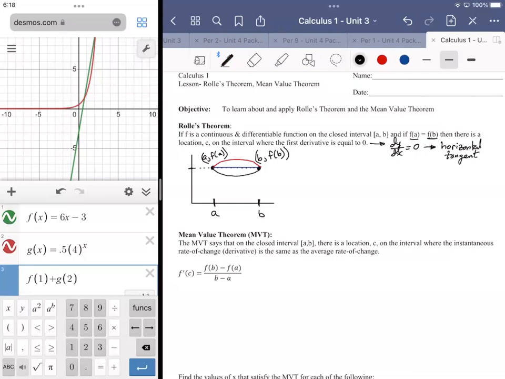So my string example is basically saying that I have a piece of string, or I'm using a wire here, and a wire is a little trickier. But if I tell you that the two endpoints are at the same height, it could play out that it's a horizontal line segment, in which case the slope is 0 all the way through.